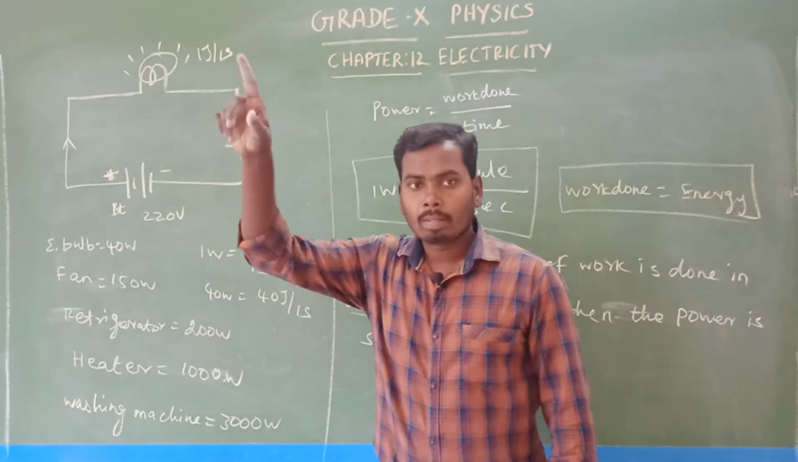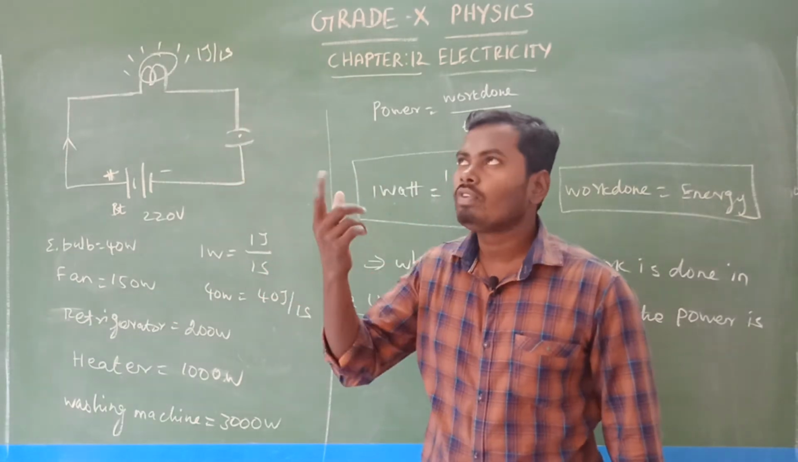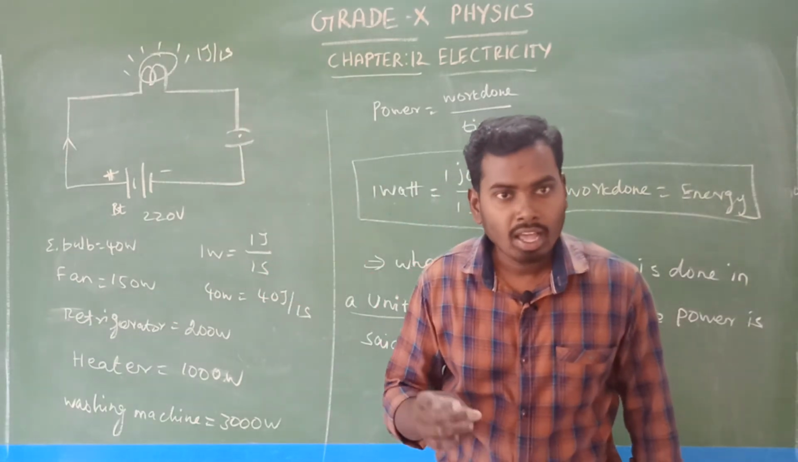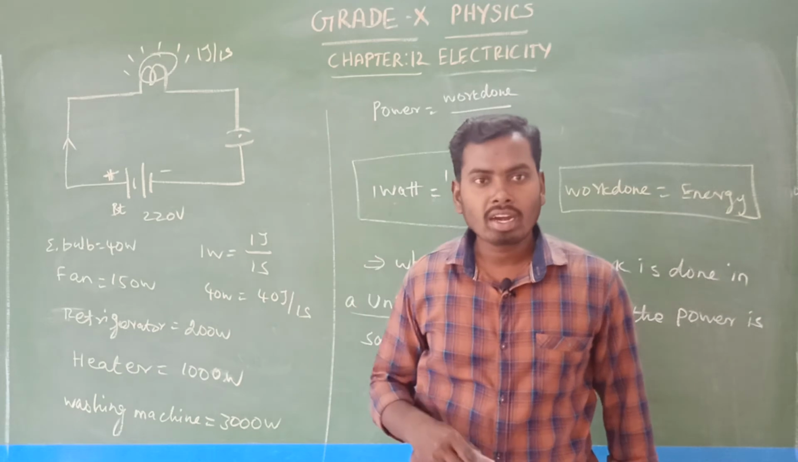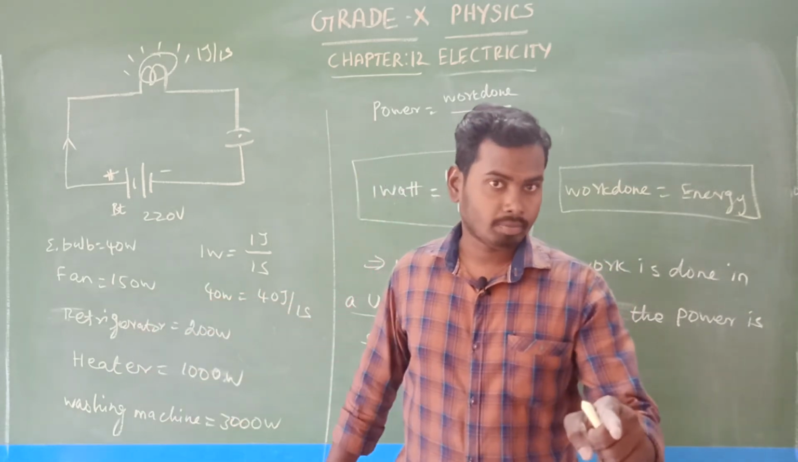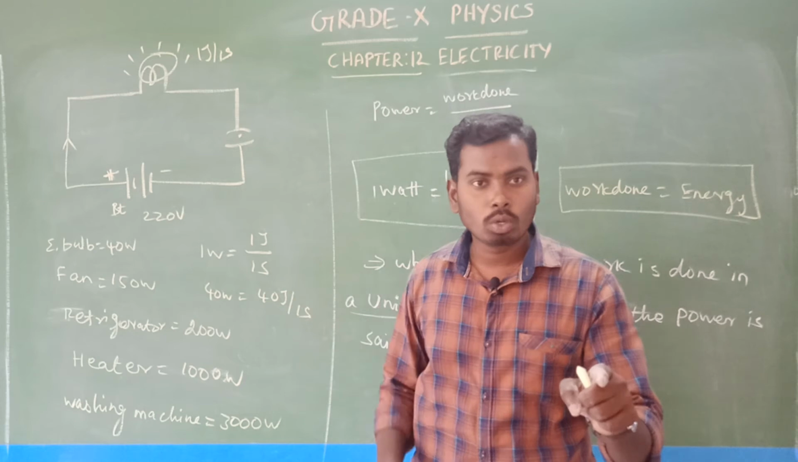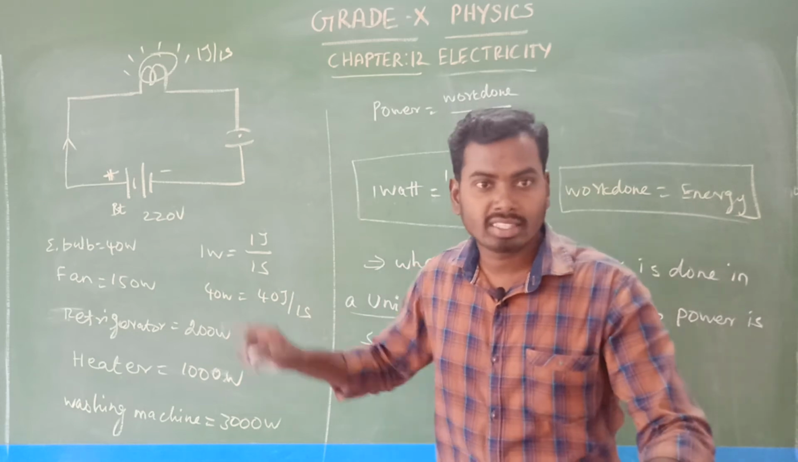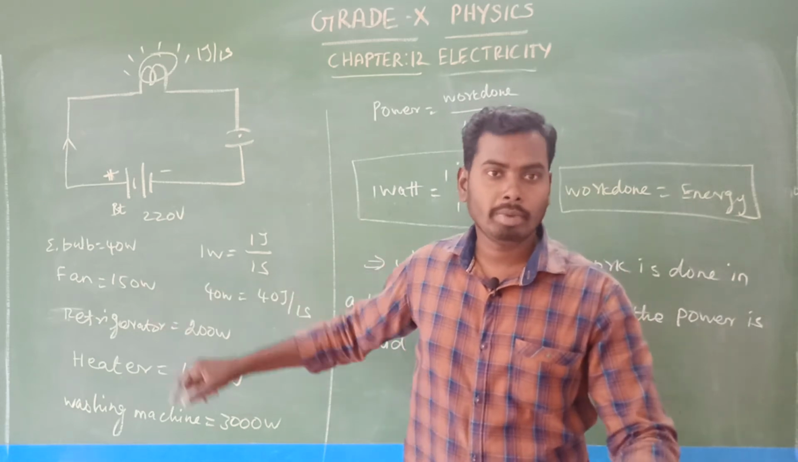Next, the fan power rating is 150 watts. What does it mean? Every second the fan consumes 150 joules of electrical energy. That is the meaning.